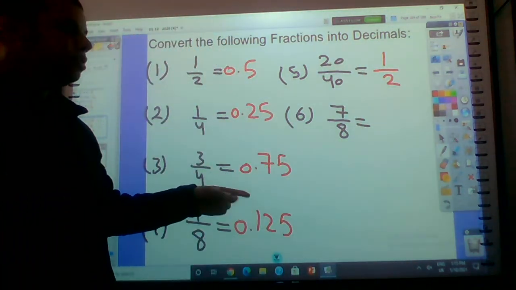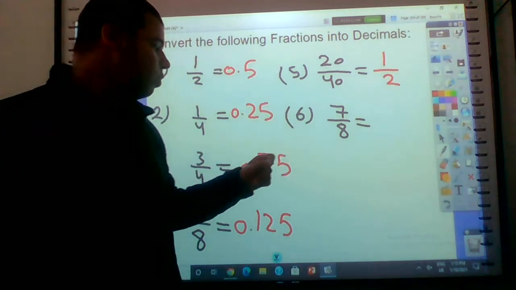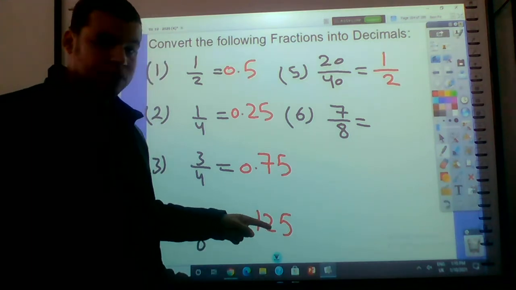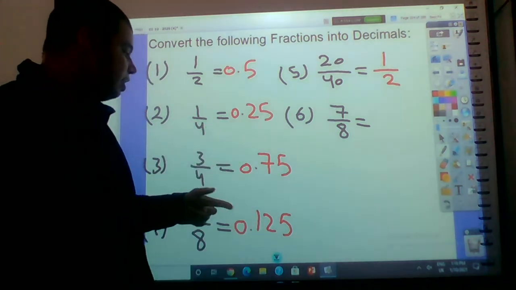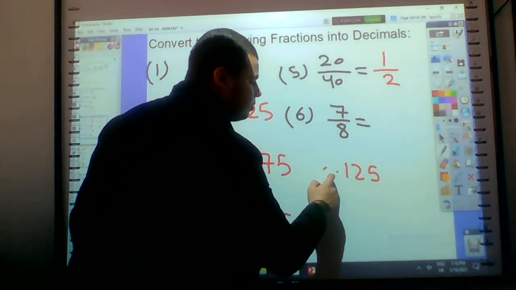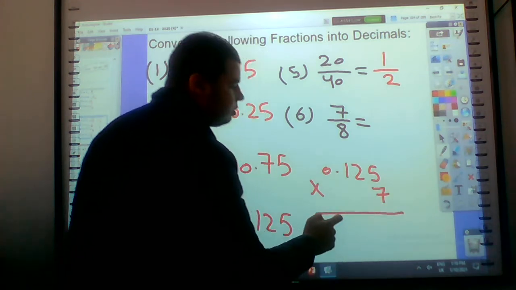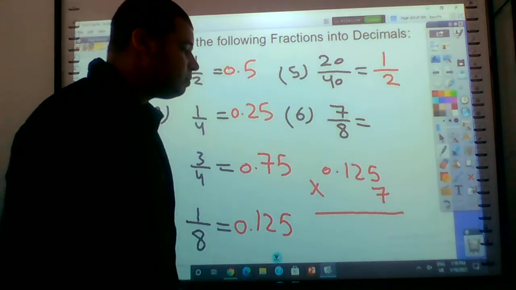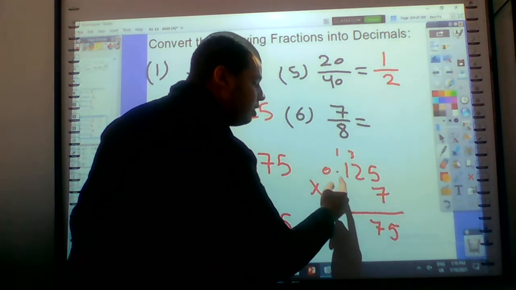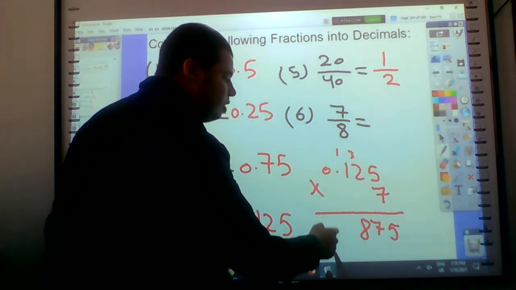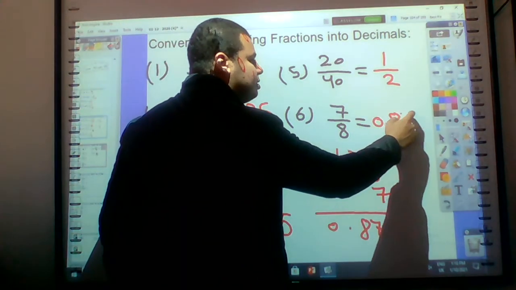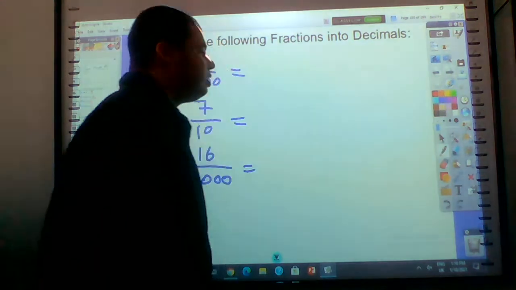7 over 8. One second, mister. I know that 1/8 is 0.125. So 7/8 is 7 times 125 thousandths. This is what it means. After multiplying this, let's do it together. Here is going to be 35. Here 14 and 3 is 17. Then 7 and 1 is 8. That's it. So 7/8 is 0.875. And moving on to the next slide.